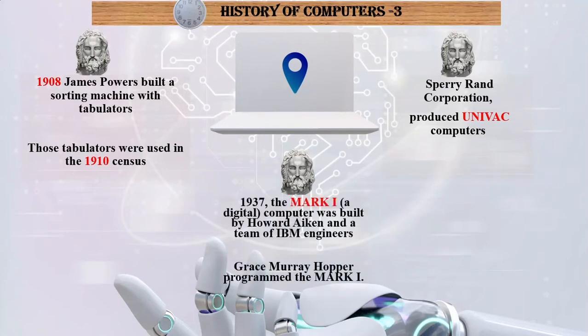So after UNIVAC, we saw Mark I, built by Howard Aiken and a team of IBM engineers, having the major programmer of the Mark I as Grace Moore, who was an admiral. That was in 1937, and Mark I was actually built as a digital computer.